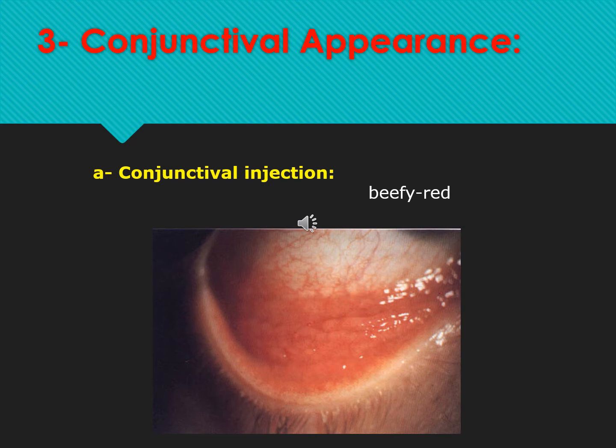Circumcorneal injection is an important sign of a serious condition. While in conjunctival inflammation, the redness is more intense away from the limbus.